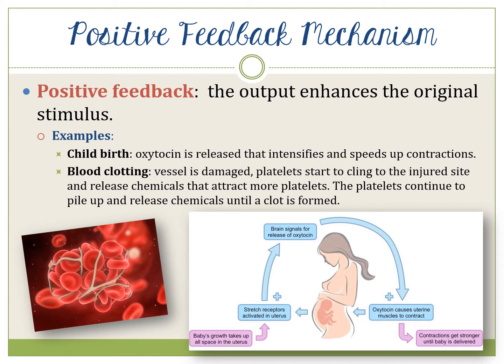In this image down here, we see that the baby's growth takes up space in the uterus, and there are stretch receptors that are activated in the uterus. The brain signals for the release of oxytocin, and that oxytocin causes uterine muscles to contract, and those contractions get stronger and stronger until that baby is delivered. That's something that we normally wouldn't have. That's not a set point or a set value of the body, but in this situation, we need this feedback mechanism in order to ensure that the birthing process goes smoothly and that that woman can deliver her child.